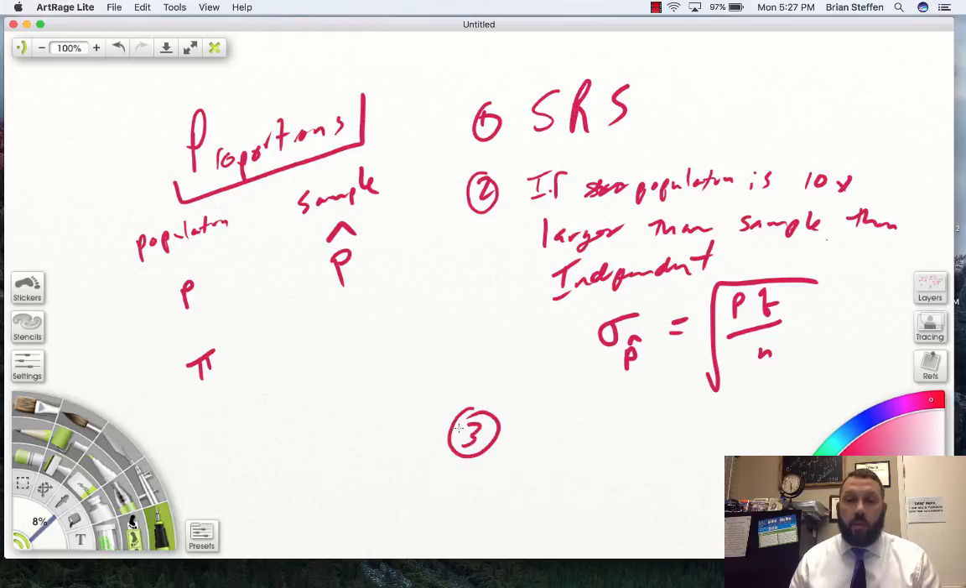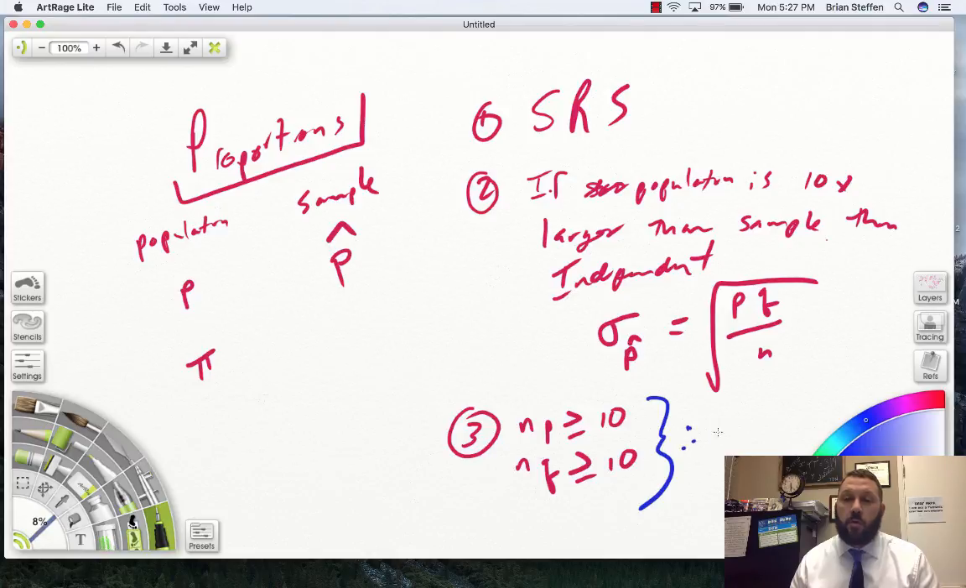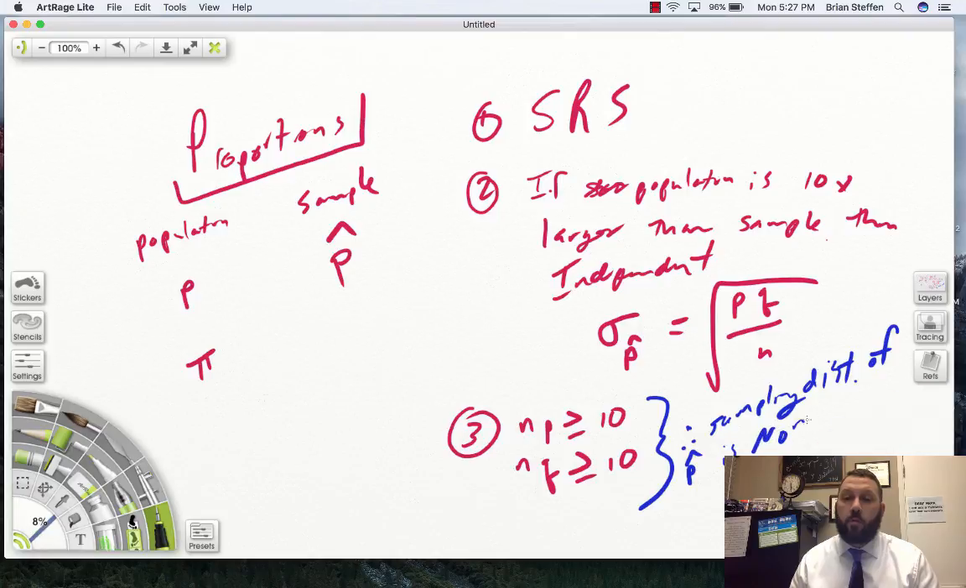Third item, and this is the biggie here. If np is greater than or equal to 10, and nq is greater than or equal to 10, then if those two things are both true, therefore the sampling distribution of p hat is normal. And that's a big deal. All right, that's a big deal.